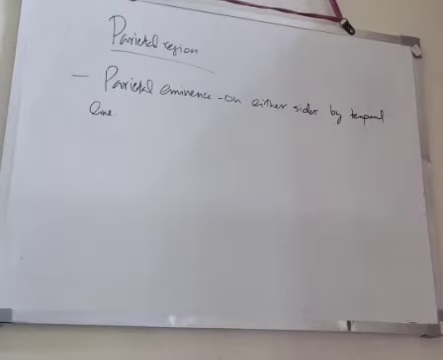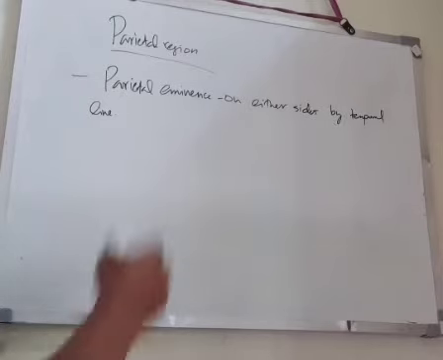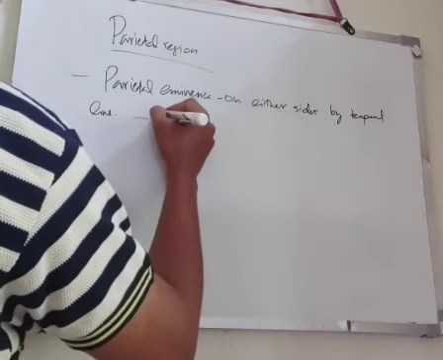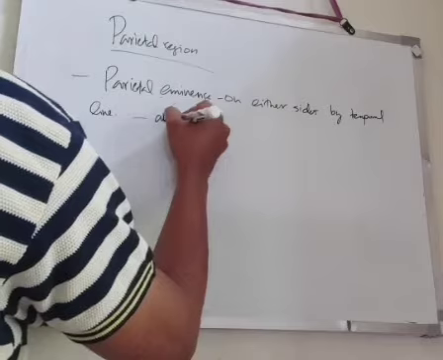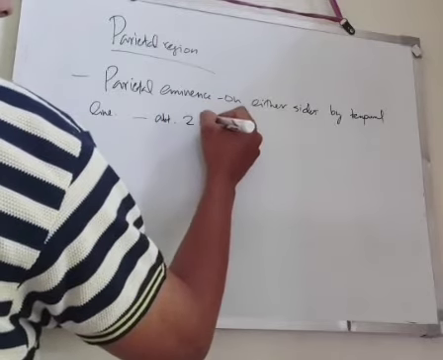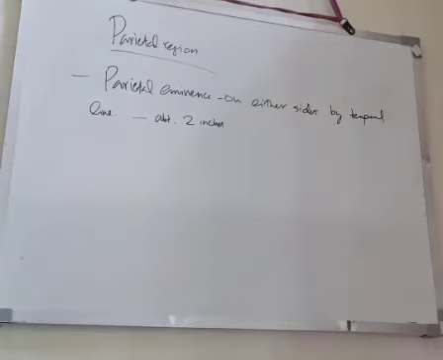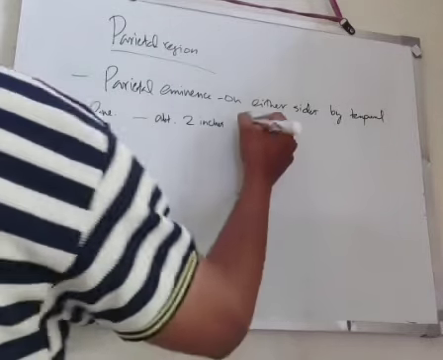On a parietal eminence on either side by temporal line. Parietal eminence can be felt on either side in this region, about 2 inches above the auricle.